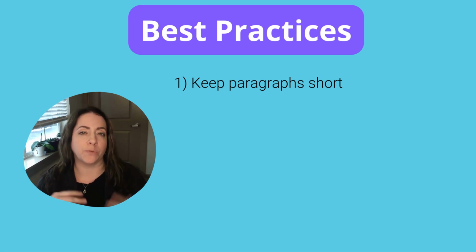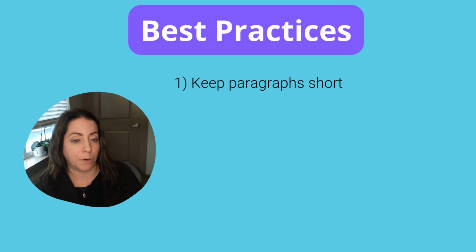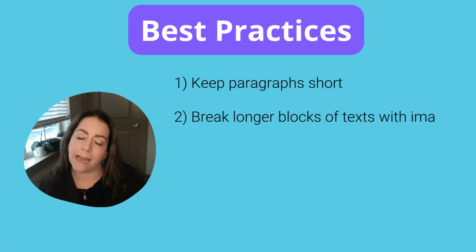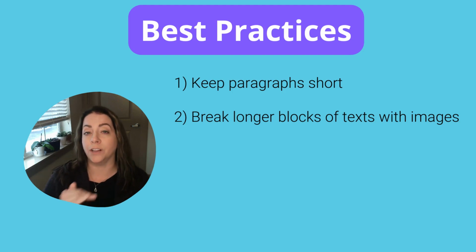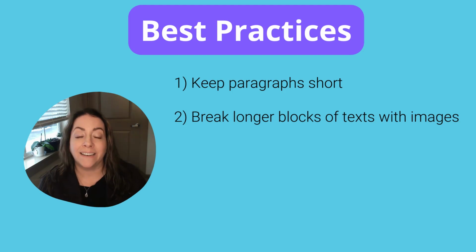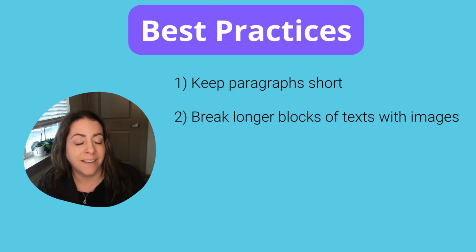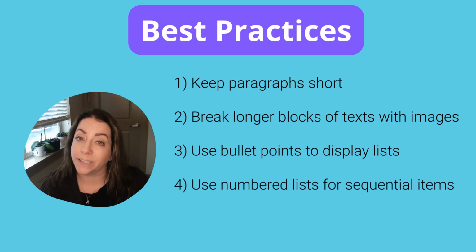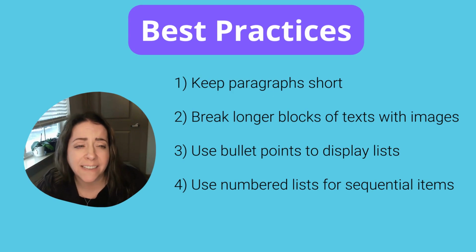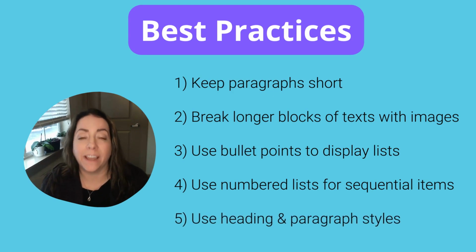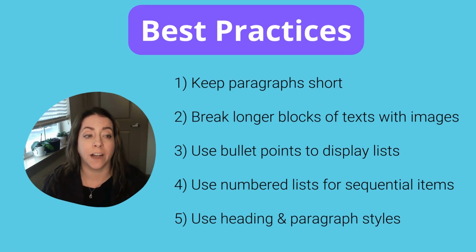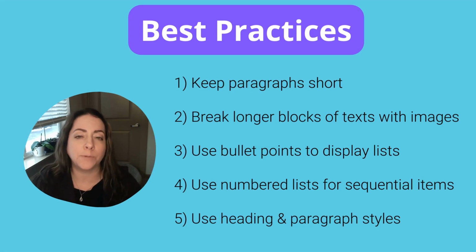Next, reading on a screen really can strain your eyes more than reading on paper. So if you have long blocks of text that you need to get in there, consider breaking them up by adding images or other elements in between to break it up better. Next, if you have a list of items you want to display, consider using bullet points. If you're giving instructions for something in a sequential order, consider using a numbered list. And lastly, use styles to represent headings and paragraphs. Devices can override your font choices, so maintaining your content hierarchy with headings and paragraphs helps your reader to navigate your content better.